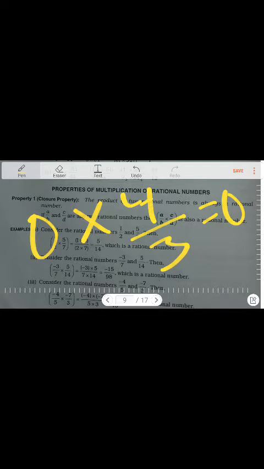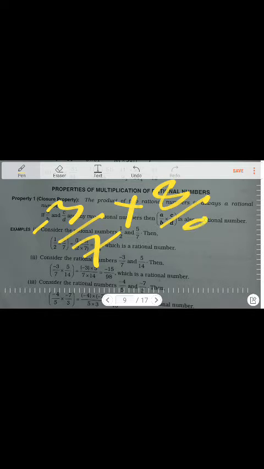Suppose I multiply, let it be 0 into 4 by 3. What will happen? It will become 0. 0 is a rational number, of course. In the same way, suppose I take any number, you can think at your home and multiply, like minus 3 by 7 into 8 by 9. Then it becomes what? Minus 24 by 9, 7 9 is 63. Of course, it will be reduced also.